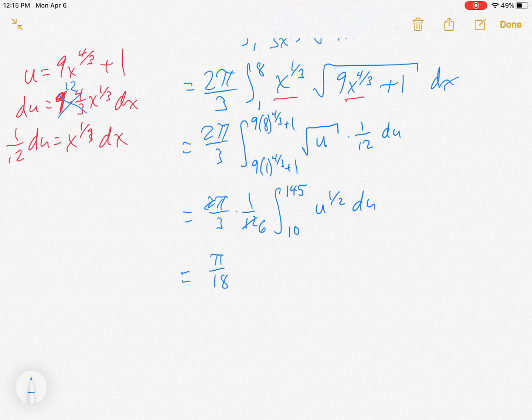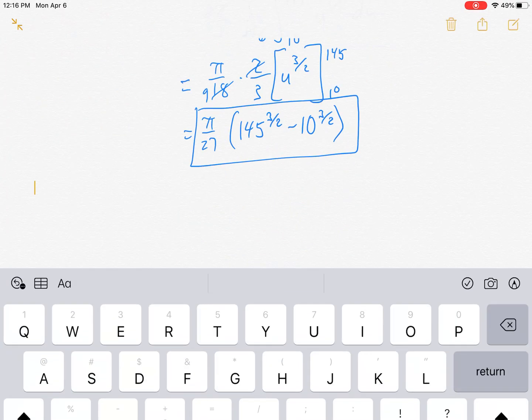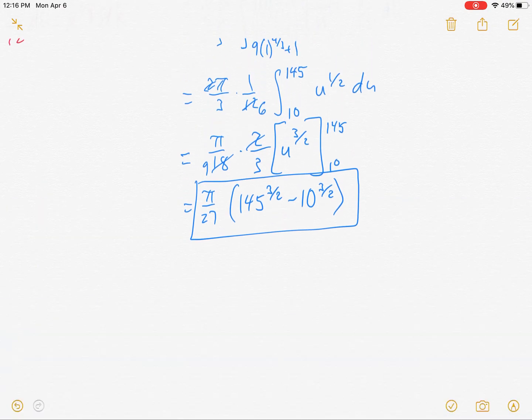This can reduce, so we end up with pi over 18 times, this becomes 3/2. Gotta put a 2/3 out front. 145 and 10. Now it's pi over 27. And not a lot's gonna happen here. 145 to the 3/2 minus 10 to the 3/2. Let's just call it good right there as our exact surface area of this.